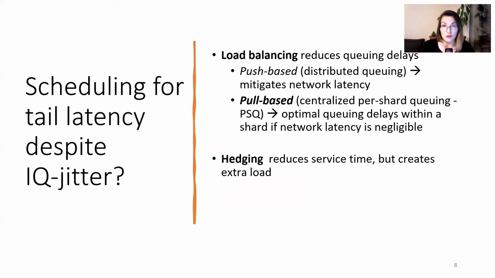So what can we do if we want to live with IQ jitter? How can one be scheduling queries knowing that IQ jitter exists? We can ignore it and just do load balancing as we've always been doing, in two main ways: push-based load balancing with distributed queues and pull-based load balancing with a centralized queue per shard, or per-shard queuing. The latter is optimal when network latency is negligible, which we know from queuing theory. Then we can try to tackle IQ jitter by doing hedging. Hedging will mitigate the effects of IQ jitter, but it will increase the system load.